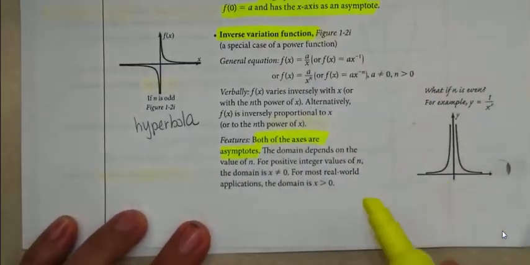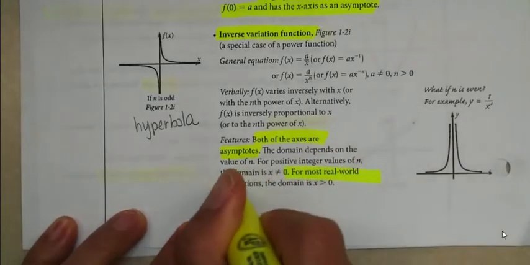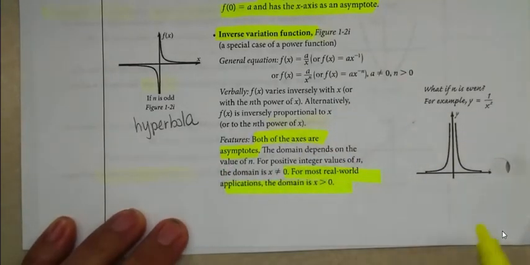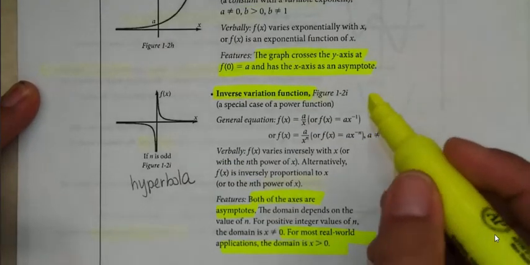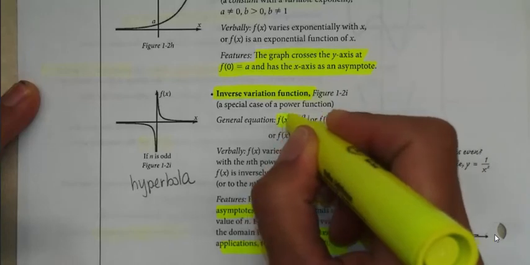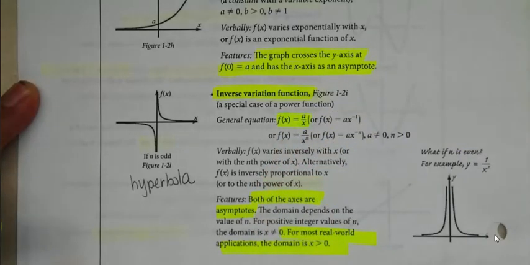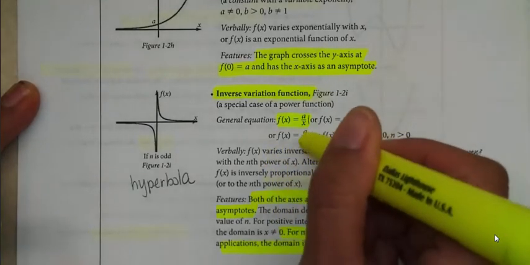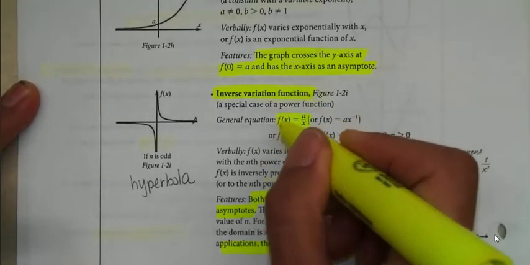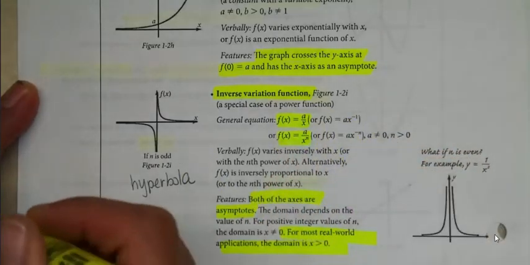A good point to make is usually, again, for most real-world applications, you're going to have a domain greater than 0, so you're just going to use one side of these functions. Your general equation for these are usually f of x equals 1 over x or some constant over x, or f of x equals some constant over x to some power.